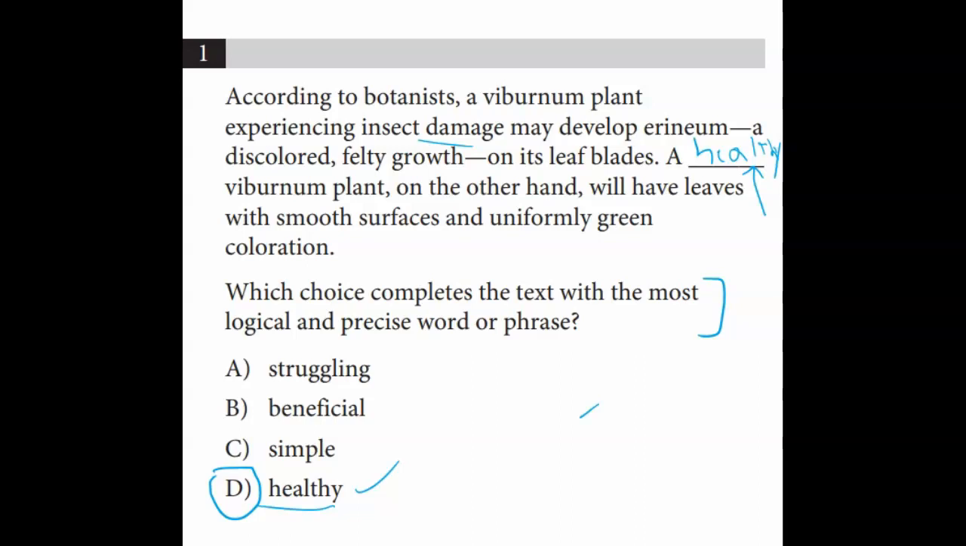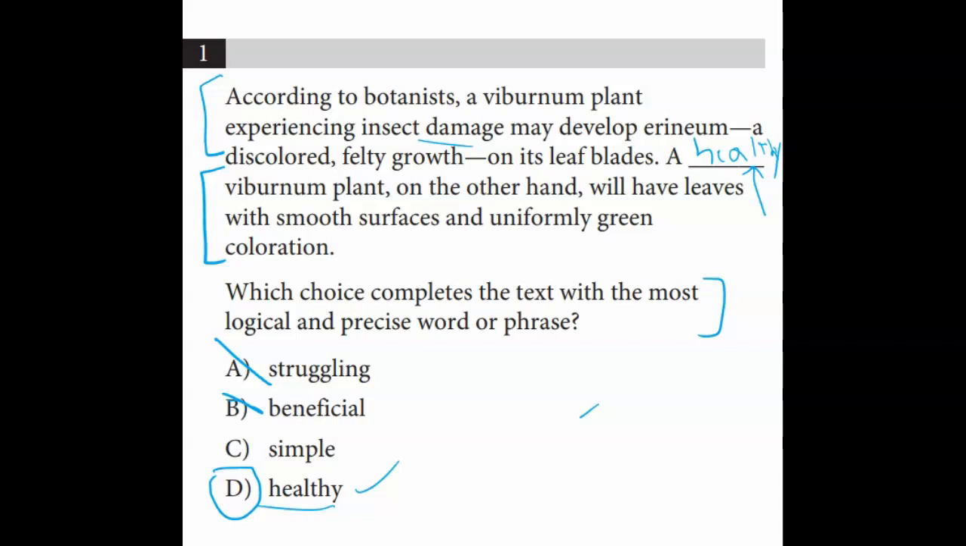A struggling plant will have leaves with smooth surfaces and uniformly green coloration. No, because the struggling plant is this one. This is going to be the plant without the insect damage. A beneficial viburnum plant, on the other hand, I don't really know. I think that's improper use of beneficial. It's not really benefiting anything. It's just its current state. It's not affecting other things.